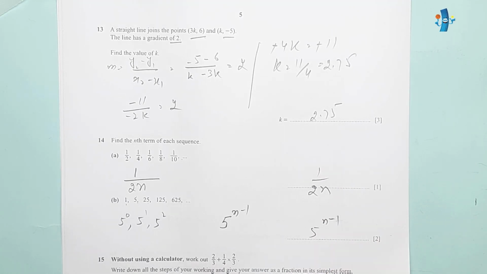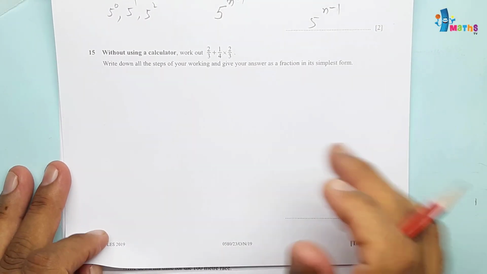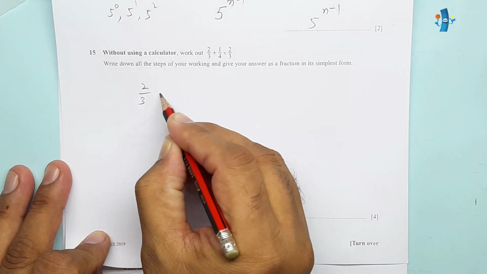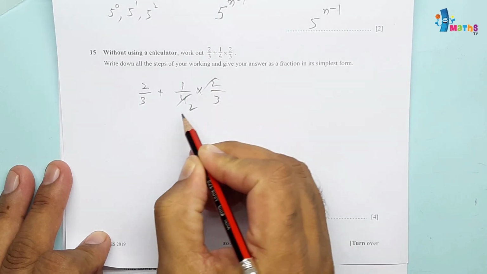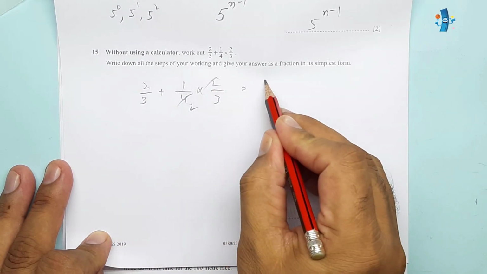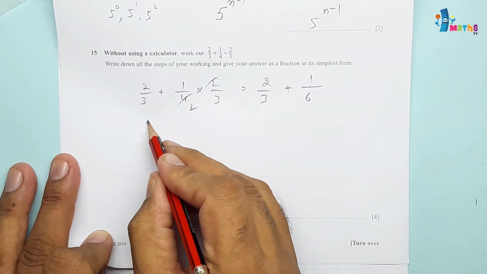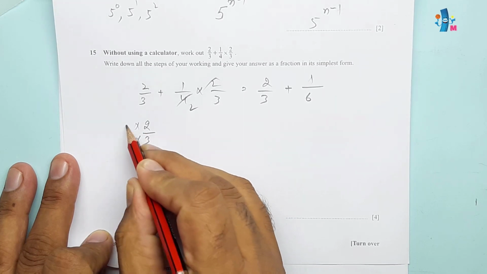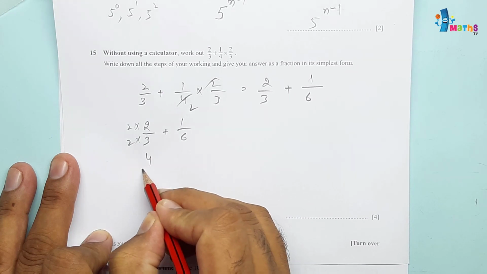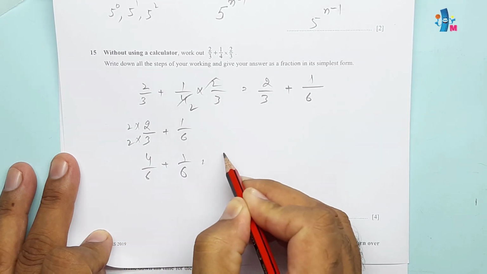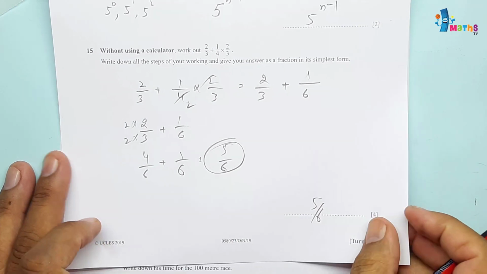Question number 15. Without using calculator, work out this fraction. So this will be 2 by 3 plus 1 by 4 into 2 by 3. We can cancel this as 2. So this will be equal to 2 by 3 plus 1 over 6. We can equalize the denominator. 2 by 3 we can multiply by 2 on both numerator and denominator. So we'll get 4 by 6 plus 1 by 6. This will be equal to 5 by 6. This will be our answer. We can write here 5 by 6.